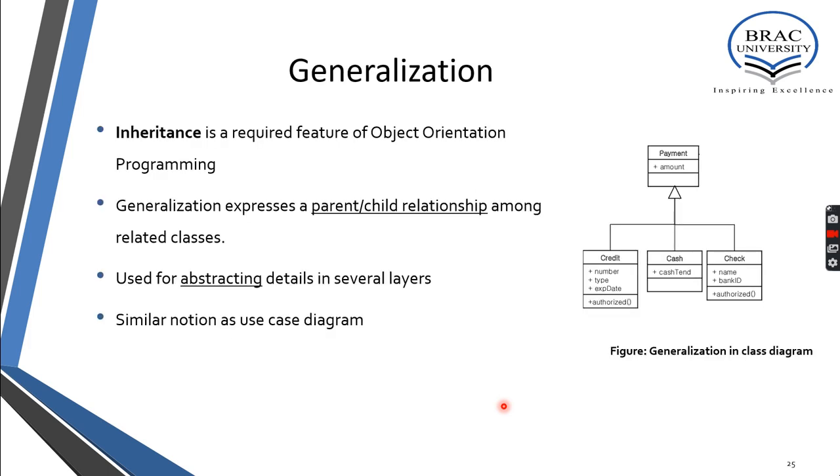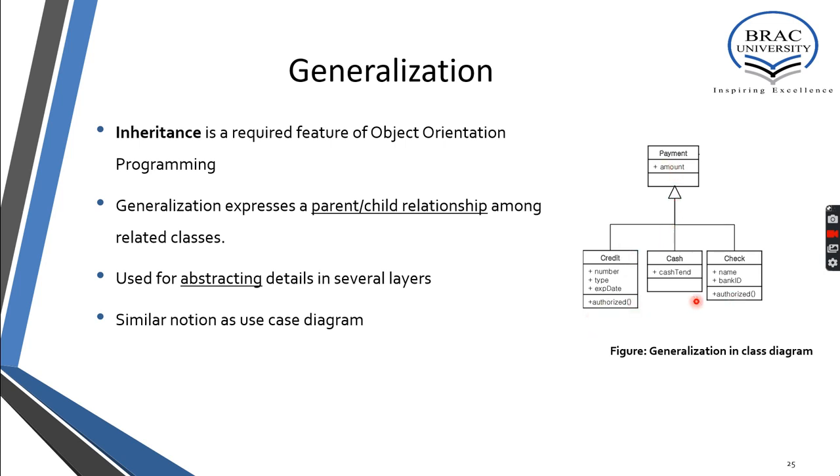As you know, generalization represents the parent-child relation. For example, here we have the payment class. It's the base class, and it has three child classes: credit, cash, and check. This relation is represented by generalization. But you see that the common attributes should be put in the parent class. All these three types of payment should have an amount, so we bring the amount field into the payment class.